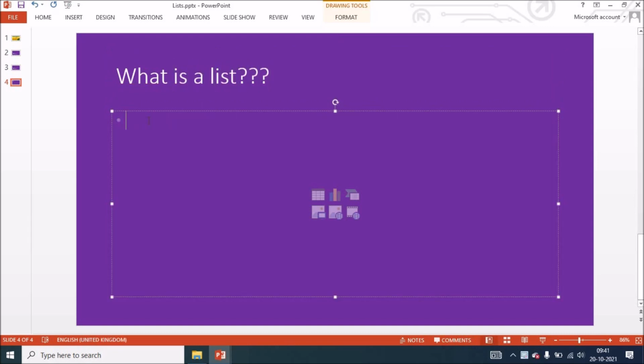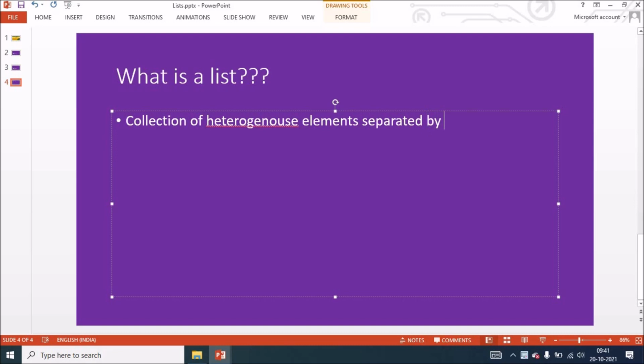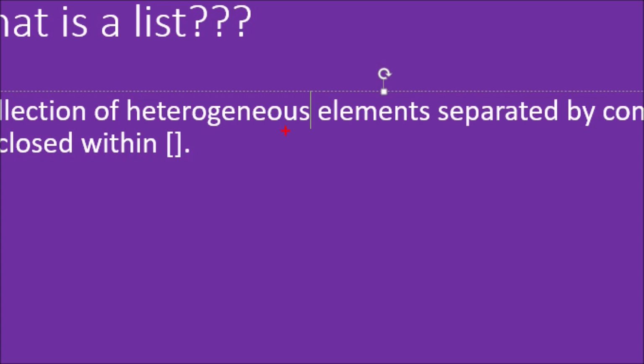List is basically collection of elements. It is collection of heterogeneous elements, separated by comma sign and closed within square brackets. So these are certain characteristics of list. Let us discuss them one by one.